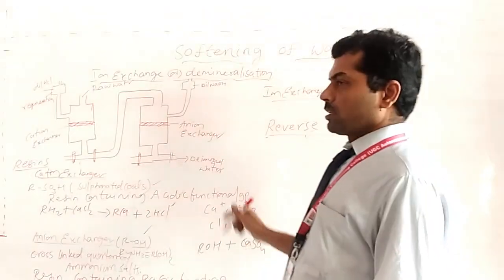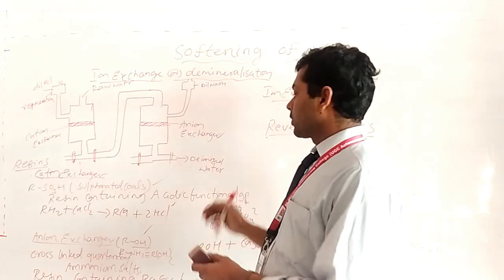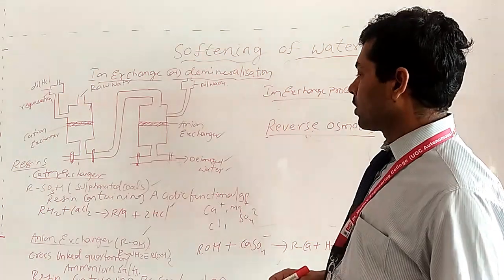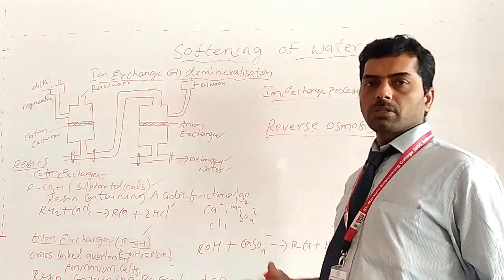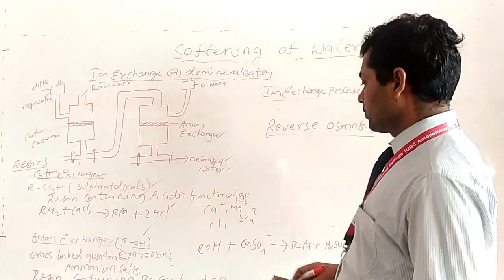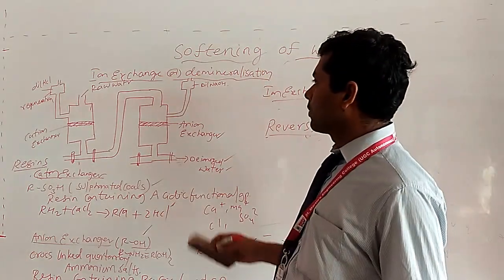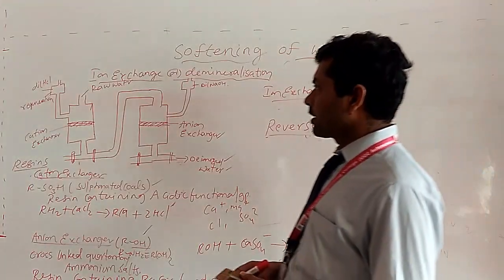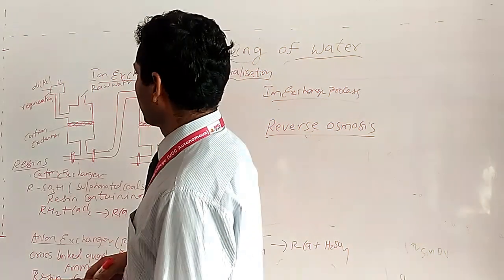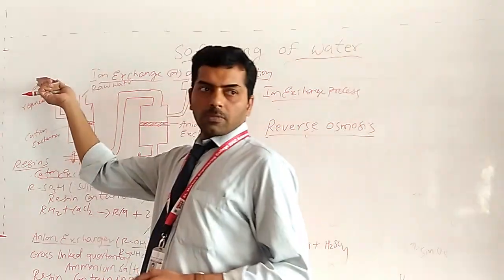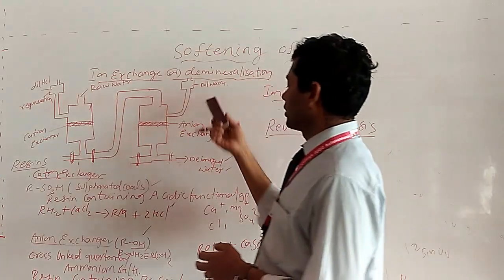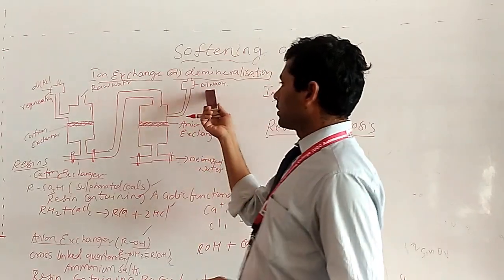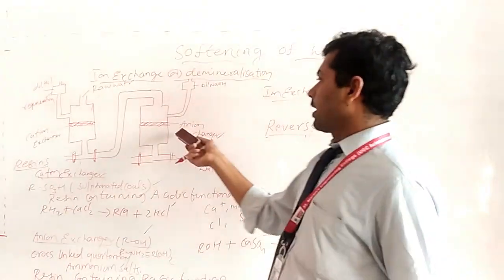So the final purified water is nothing but the deionized water. Deionized or demineralized water can be used for industrial purposes or domestic activities. In this way, you can prepare soft water from hard water by this ion exchange process. We can also regenerate these resins: by using dilute HCl we can regenerate the cation exchanger, and by using dilute NaOH we can regenerate the anion exchanger.